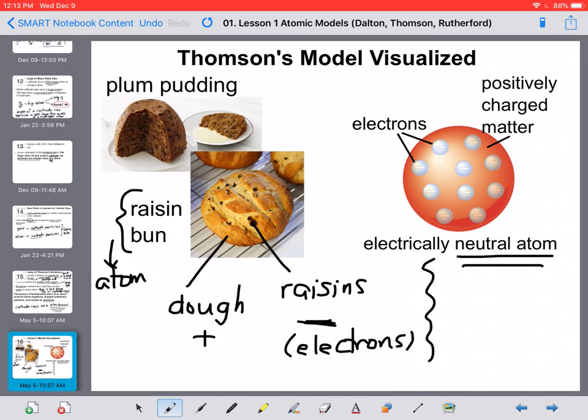And then this is just another picture of how the atom might look in the Thomson model. So you have your positively charged matter, so all of the red stuff is supposed to be positive, and then embedded in that we have our negative electrons.